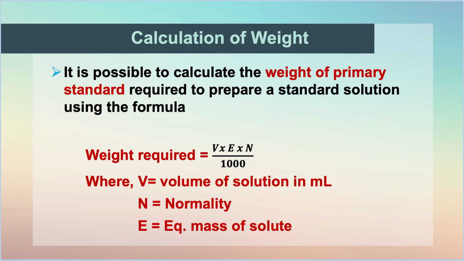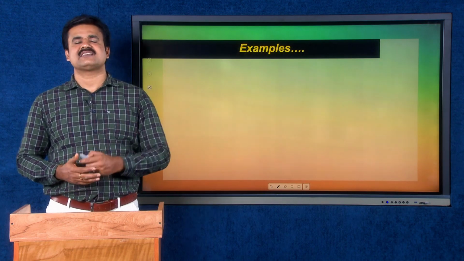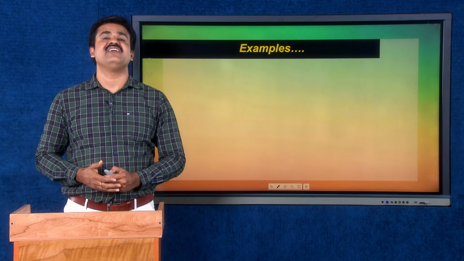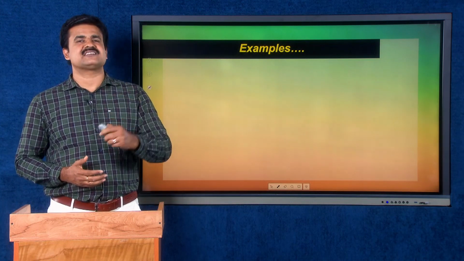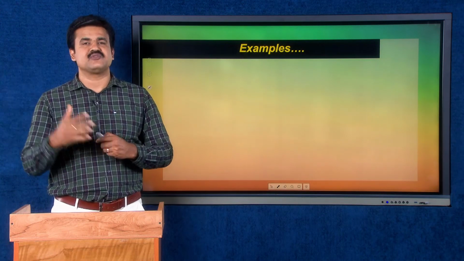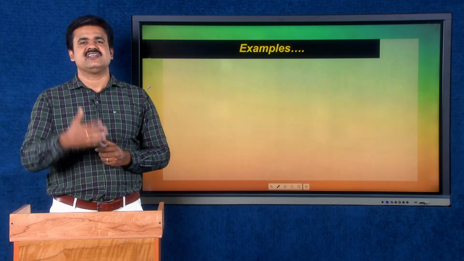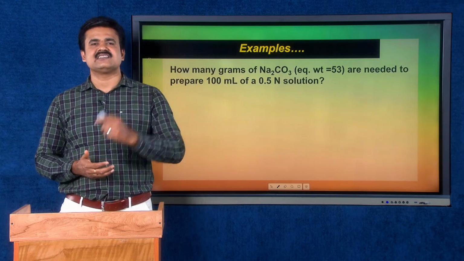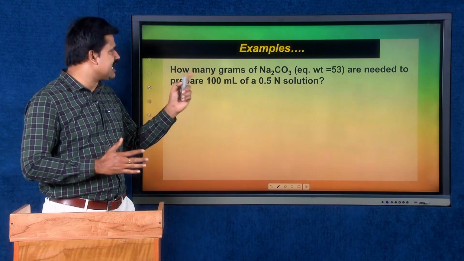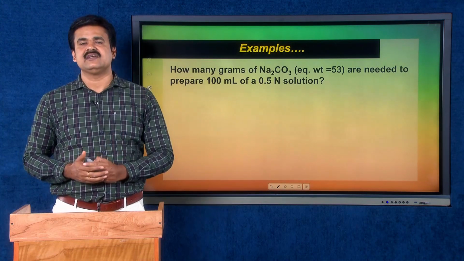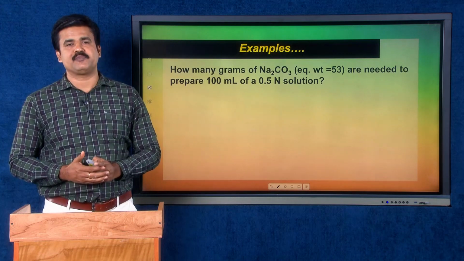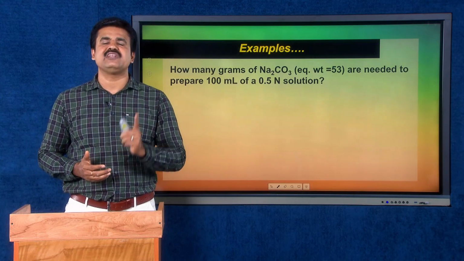Now, in this expression, V is the volume of the solution in ml, N represents normality, and E represents the equivalent mass of the solute. Now, we have some examples that demonstrate the weight calculation, the amount of the substance required to prepare a certain concentration of a solution. Weight calculation, here we are discussing. This is the first question. How many grams of Na2CO3 with equivalent weight 53 are required to prepare 100 ml of 0.5 normal solution?